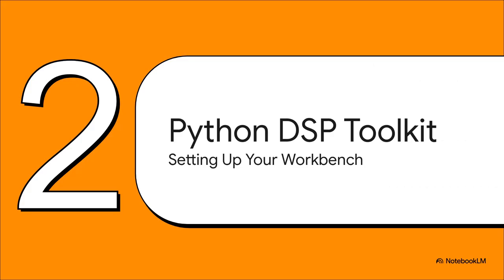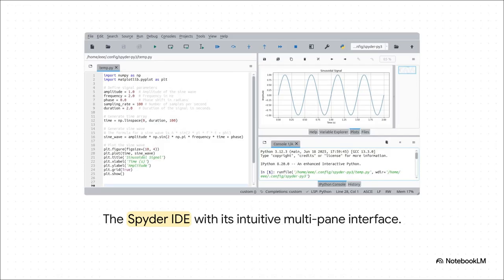Section 2. The Python DSP toolkit, setting up your new workbench. Now that we know what DSP is and why it's so important, let's look at the modern toolkit. Traditionally, older languages like MATLAB really dominated this field. But today, Python has completely taken over, mainly because of its open-source nature and some incredibly highly optimized libraries. For our workflow today, we're using Spyder, which stands for the Scientific Python Development Environment. This is a powerful, integrated development environment designed specifically for scientific computing.